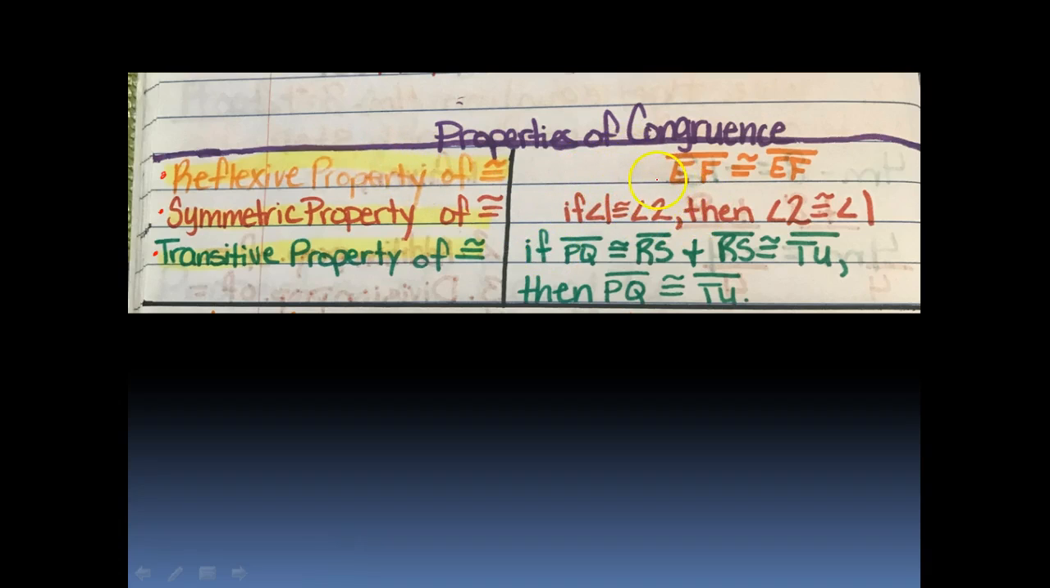You see, reflexive, segment EF is congruent to segment EF. Symmetric, you change the order, but nothing changes, right? Angle 1 is congruent to angle 2, so that means angle 2 is congruent to angle 1. We just swapped it. Symmetric. And transitive is, to me, just like substituting. We're using good sense, right? If PQ is congruent to RS and TU is also congruent to RS, that means PQ and TU are congruent. So that is the transitive property. I like to call that the common sense property, right?